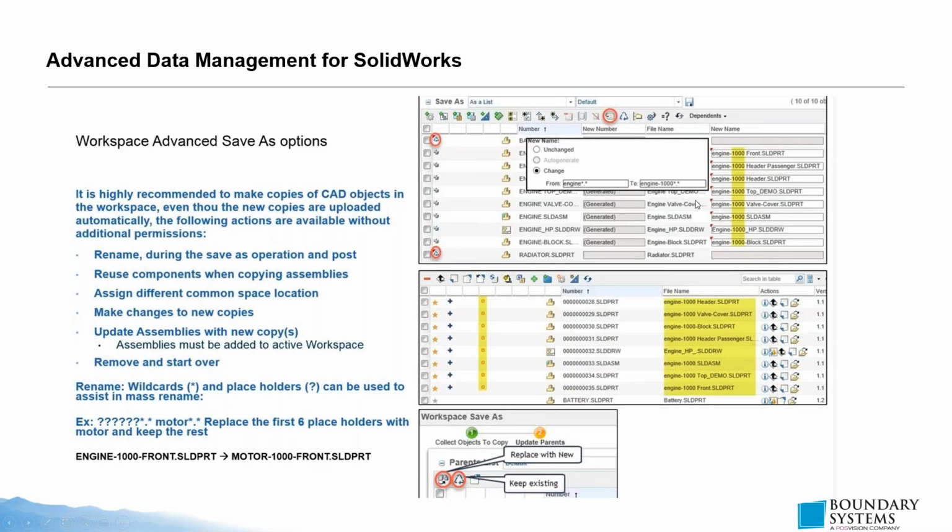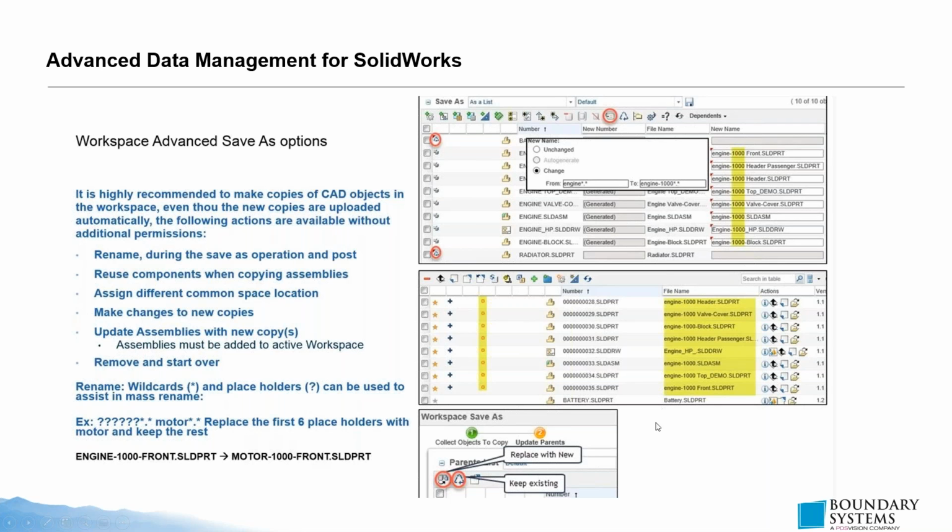So if we look at this example here, we've got an original assembly here, and what we're basically doing is we're saving it as, and we're saying wherever there is an engine in the assembly name, just change that engine to engine-100 or engine-1000. So this would be a new variant of this.